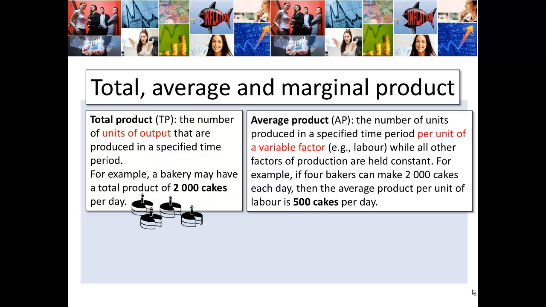Average product, we take the number of units produced in a specified time period per unit of a variable factor, for example labor, so a baker, while all other factors of production are held constant. If, for example, the firm's total product is 2,000 cakes per day and they have 4 bakers, then the average product per unit of labor, i.e. per baker, is 500 cakes per day.